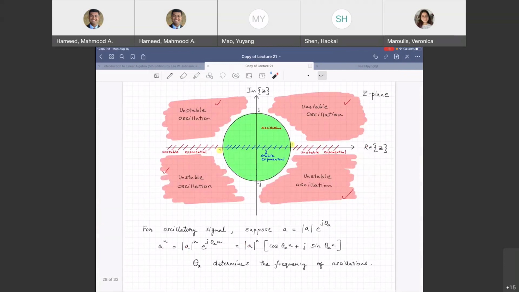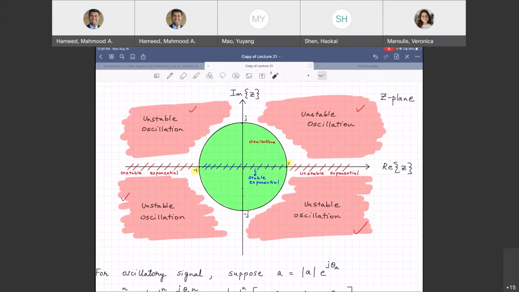So if you sketch this on a plane, on a Z plane, you have a real part of Z on the x-axis, imaginary part of Z on the y-axis. You have the unit circle over here. If you are on the real axis, magnitude of A could be less than 1, or it could be more, right? So you could be inside this on the real axis, or you could be outside this on the real axis. When you are inside this, you have a stable exponential. You're going down with time. When you are outside this, you have an unstable exponential. No oscillations, but exponential that is growing.